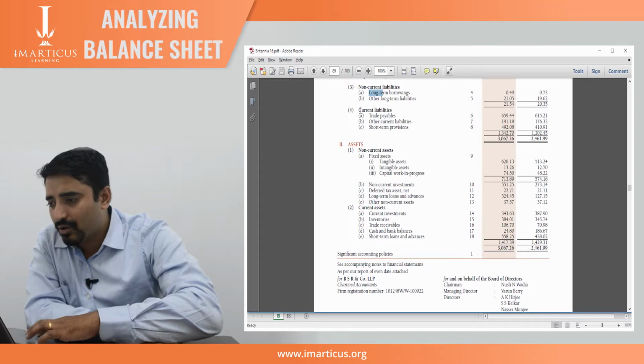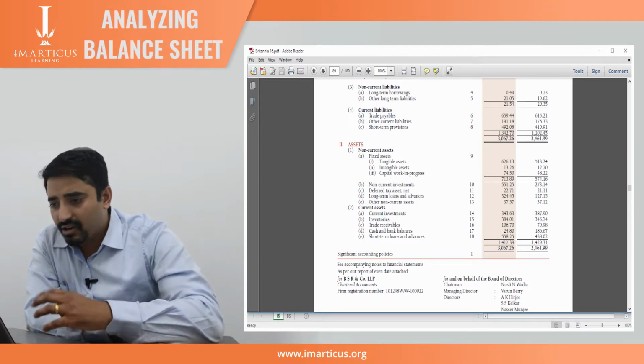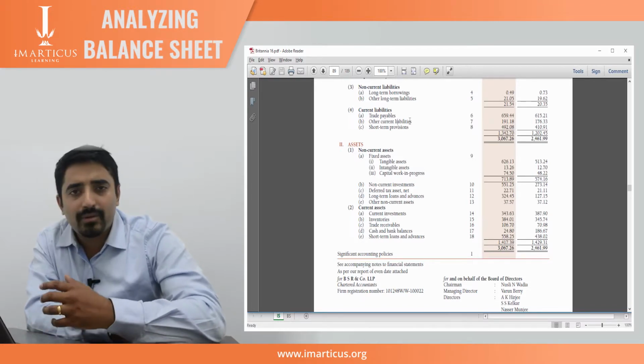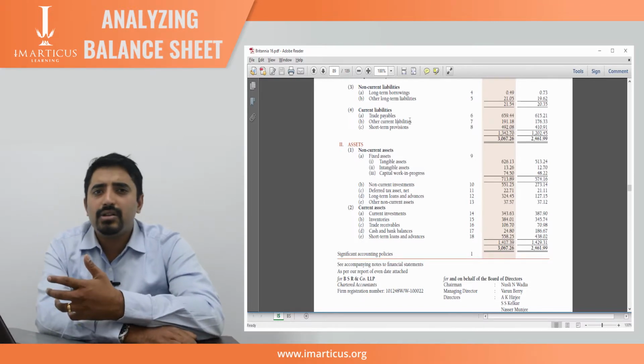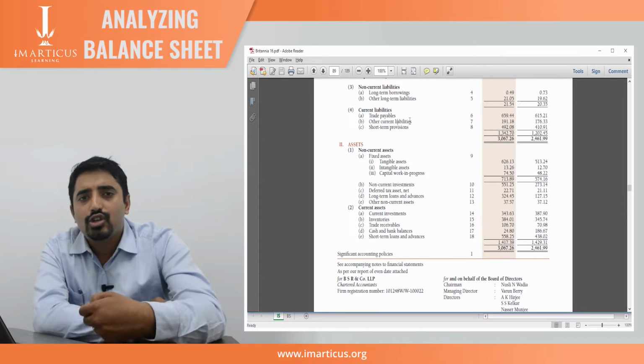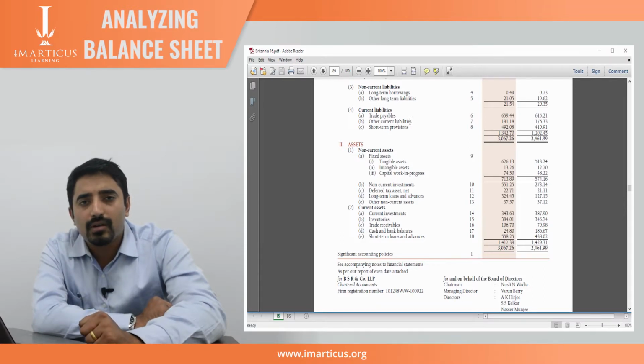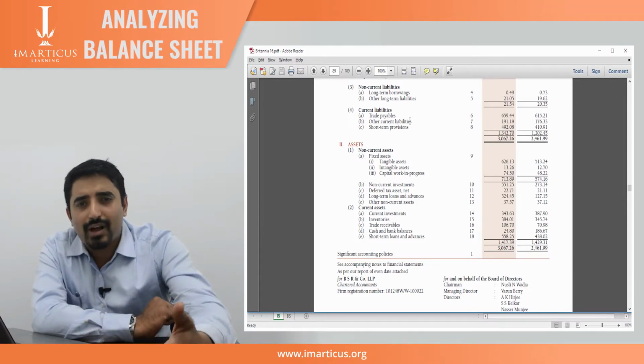Then you can also see the current liabilities. In the current liabilities, you can see trade payables. Now what do you mean by trade payables? Trade payables are nothing but these short-term payables that you have to your suppliers.